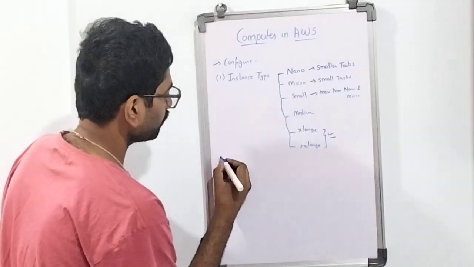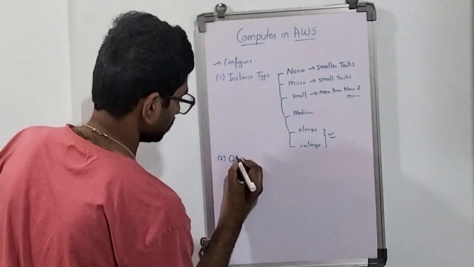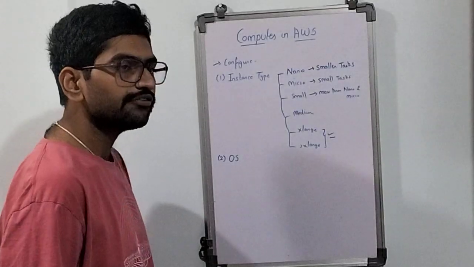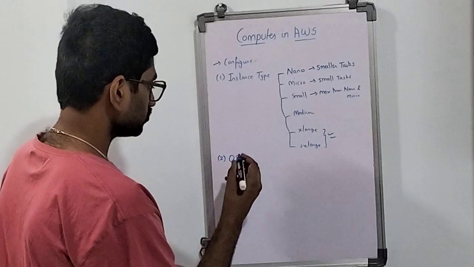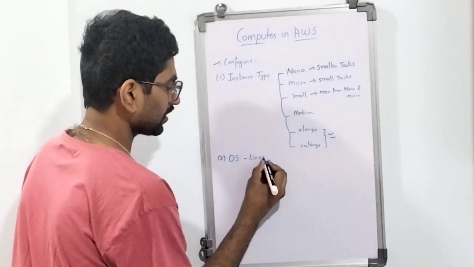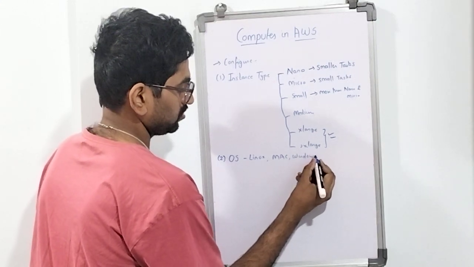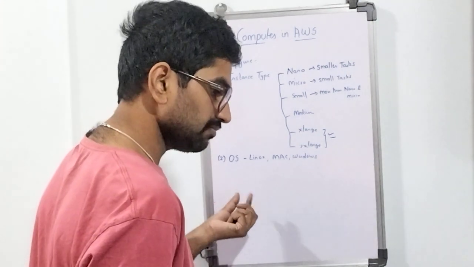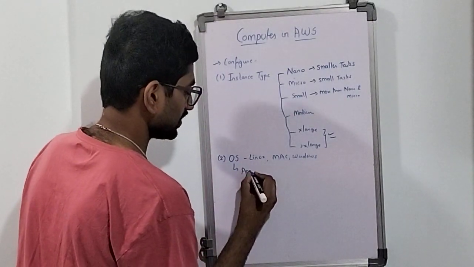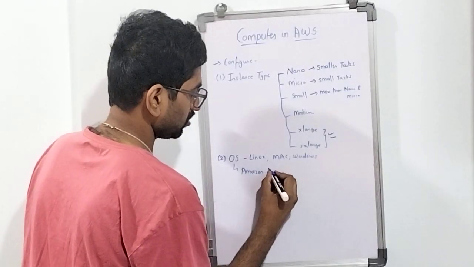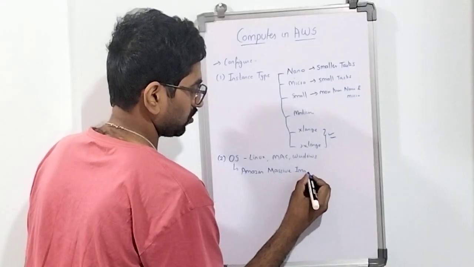The second thing we can configure is the operating system. Let's say if I want to use a virtual server in Linux or Mac or Windows, you can choose any one of them. That's why it is also called the operating system. And this operating system, in AWS, is called the Amazon Machine Image.